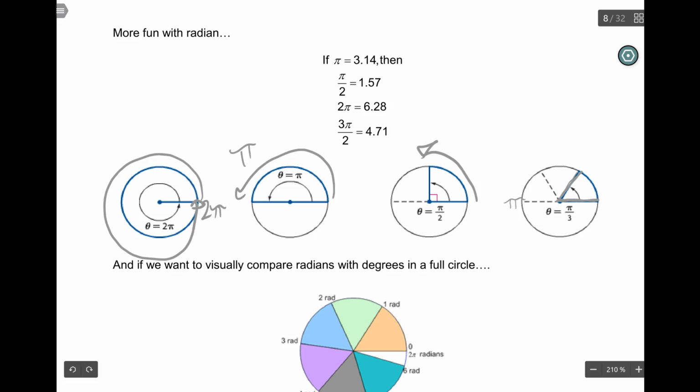So real quick, let's double check that we understand that all of these have degree equivalents. So this is 360 degrees. This is 180. Half of 180 would be 90 degrees, which is what this shows. This shows a 90-degree angle. And then 1/3 of pi, meaning 1/3 of 180, is a 60-degree measure. Cool. So you could say pi over 3 radians is going to equal 60 degrees.